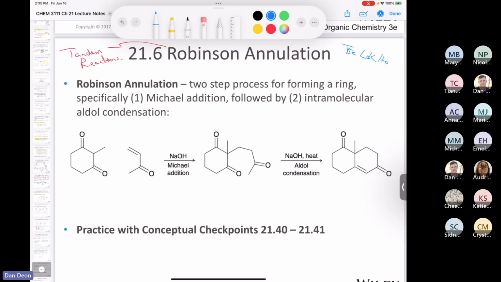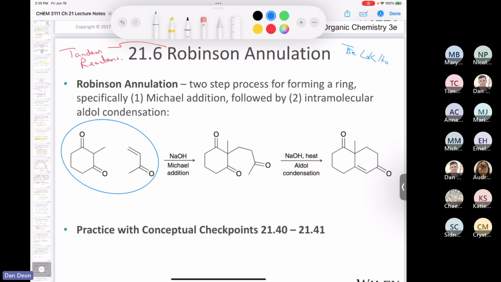And so the Robinson annulation: I remember the day I heard about this reaction, I said, I want to do a reaction kind of like this. I did work on some tandem reactions when I was a graduate student. It's a really cool reaction because all you do is mix two reagents. You put a 1,3-dicarbonyl, which can make a stabilized enolate, and a Michael acceptor together, but they have to be the right length so that you can form a 6-membered ring.